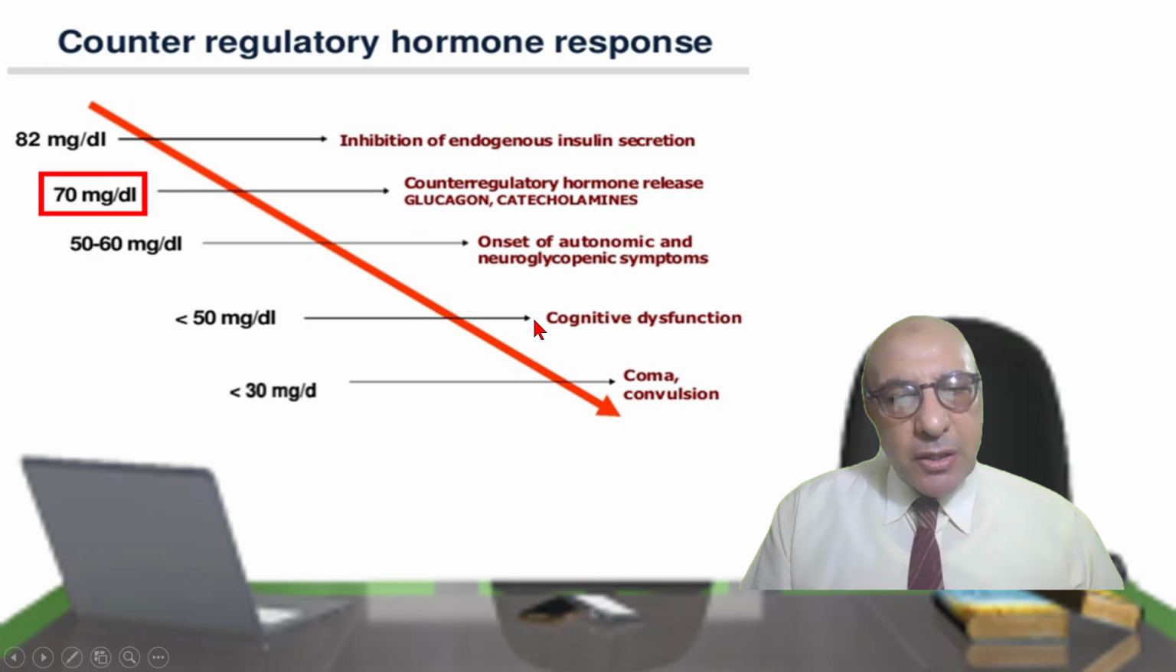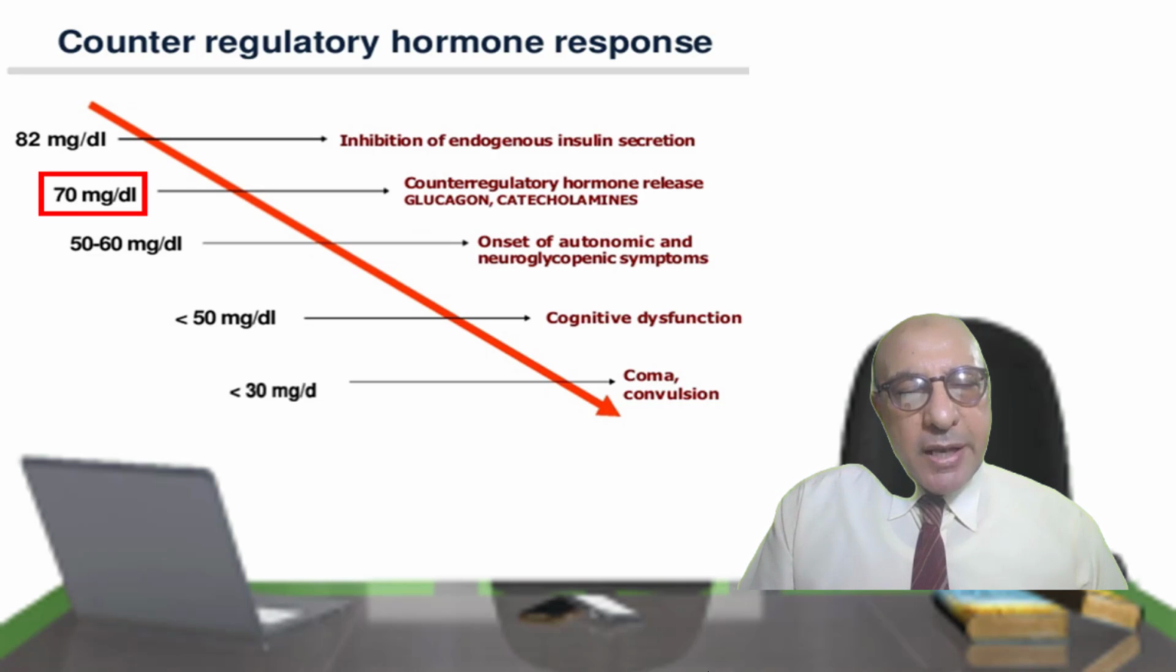Severe cognitive dysfunction, in which the patient is still conscious but even cannot help himself, occurs with blood sugar less than 50 milligram per deciliter, and with very severe hypoglycemia with the blood sugar less than 30 milligram per deciliter, there is coma and there are convulsions.